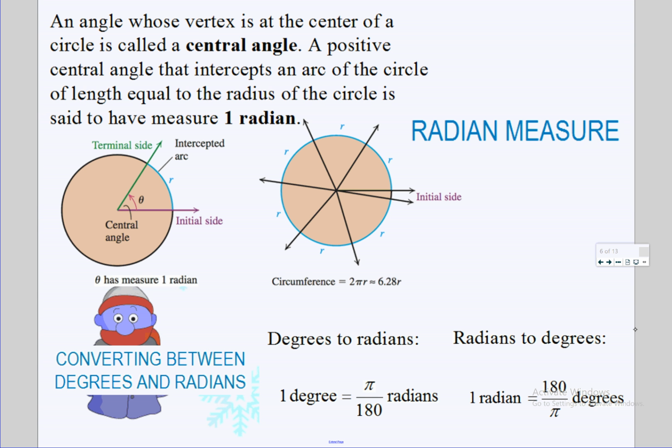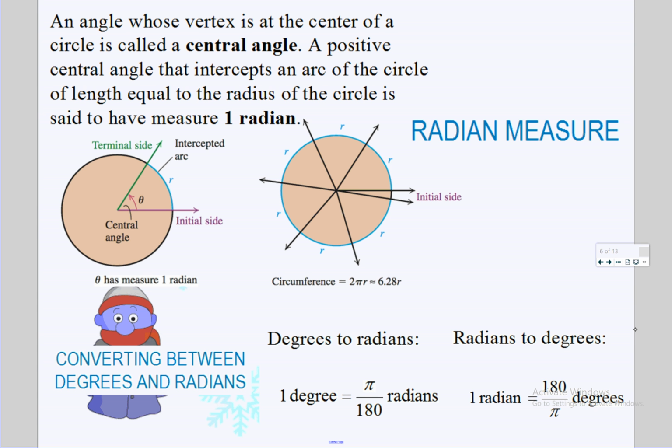A radian is if I take a radius of a circle, like right here, and I wrap it around the circumference of the circle. The angle that is formed is called 1 radian. So if my radius matches this arc length, the angle in the middle is 1 radian. Now if I take that radius and I start wrapping it around my circle multiple times, it actually fits around the circle approximately 6.28 times.